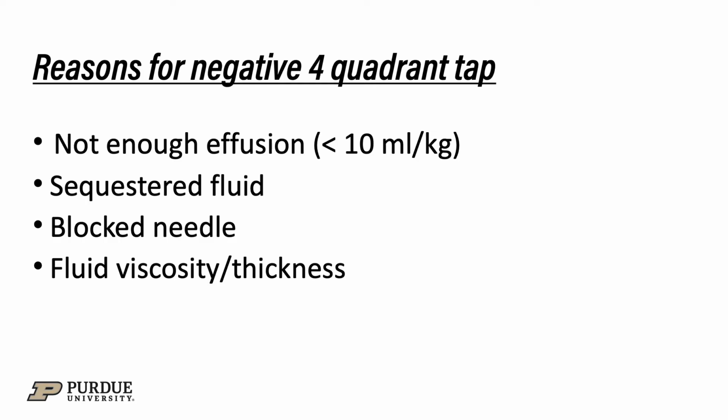There could be fluid that is sequestered in places such as between the liver and diaphragm or in small pockets between intestinal loops. The needle could be blocked with omentum, or the fluid is too thick or viscous to draw out. To minimize this complication, do not use smaller than a 20 gauge needle.